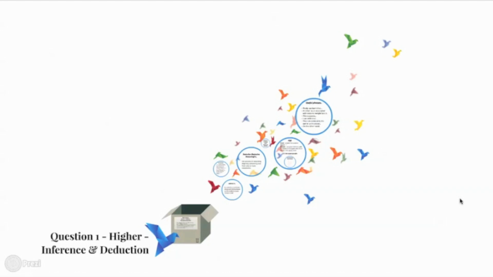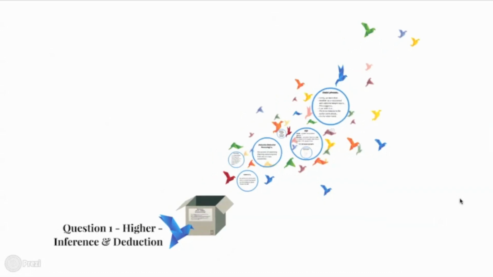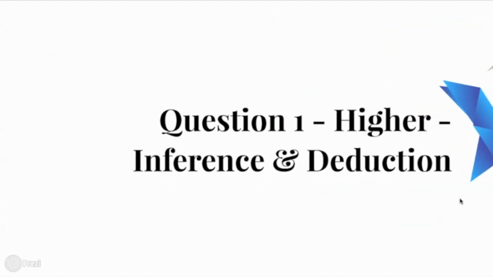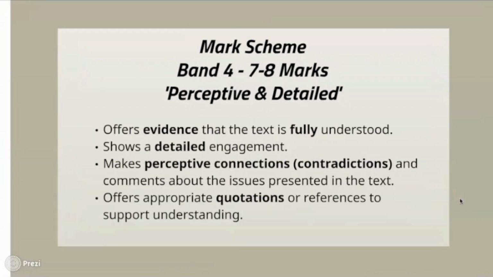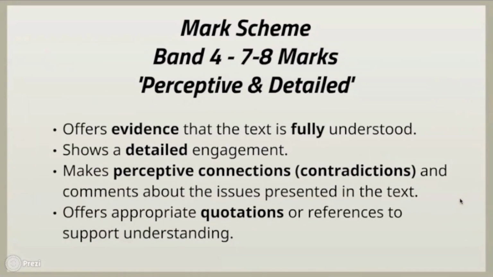Hello everybody and welcome to this video on question 1 on the higher tier AQA GCSE English and English language papers. Today we're going to be looking specifically at the skills of inference and deduction, and these are the skills required for question 1. Now question 1 is worth a total of 8 marks, and in order to get band 4, which is 7 to 8 marks, you need to show that your answer is perceptive and detailed.